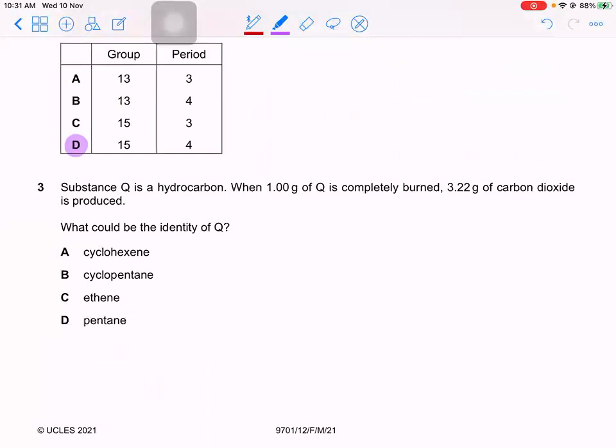Substance Q is a hydrocarbon. When 1 gram of Q is completely burnt, 3.22 gram of carbon dioxide is produced. What could be the identity of Q? So let's see. Now they're saying it could be cyclohexene. So what is cyclohexene? It's a cyclic hexene. So that's C6H. When you make a cyclic compound, you lose 2 hydrogens. So rather than being C6H12, it would be C6H10.